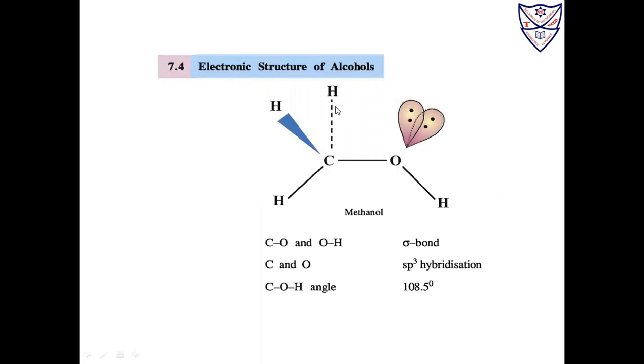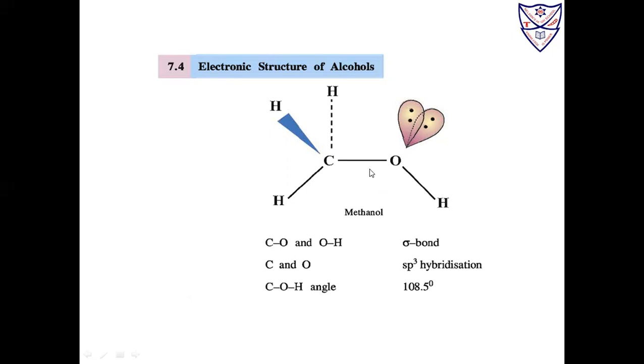This is the carbon attached with the hydrogen, and hydrogen. And this is attached with the oxygen, and oxygen attached with the hydrogen. So we know the sigma bond and the pi bond. We have studied in the 11th standard. The single bond is a sigma bond and the double bond is a pi bond. So here the bond between the carbon and the oxygen, and oxygen and the hydrogen is sigma bond.